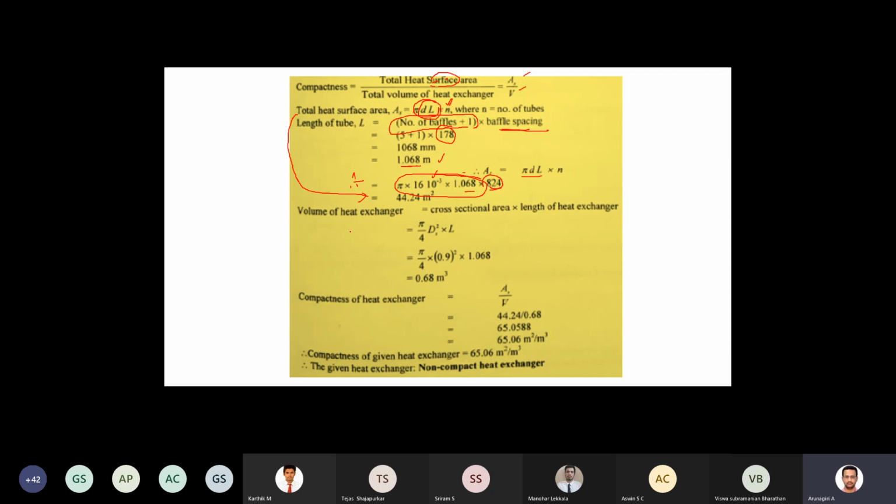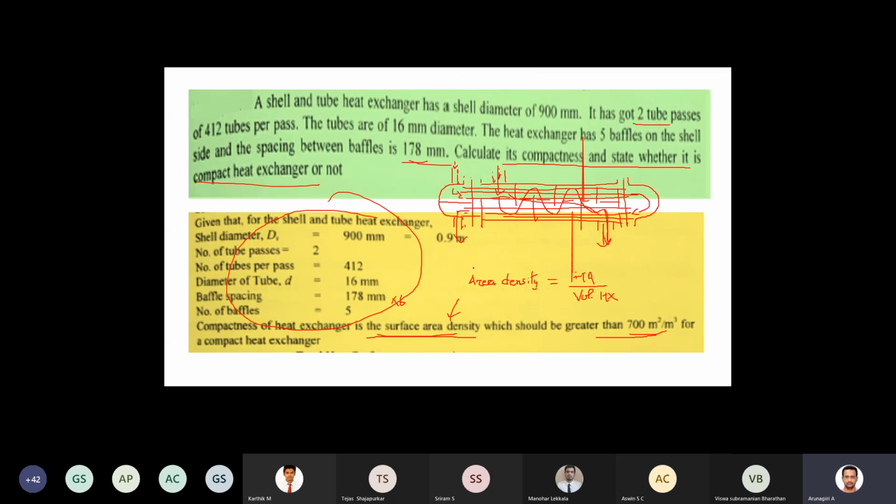For the volume of the exchanger, here you have to use the cross sectional area, but the diameter is your shell diameter. So this is the cross sectional area. Volume is L times the cross sectional area, where L is the length of the exchanger. So pi by 4 into 0.9 square into 1.068. We are considering only this portion because only here do we have the heat transfer phenomena.